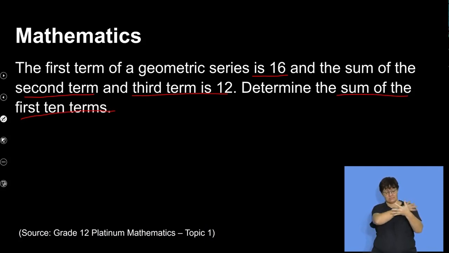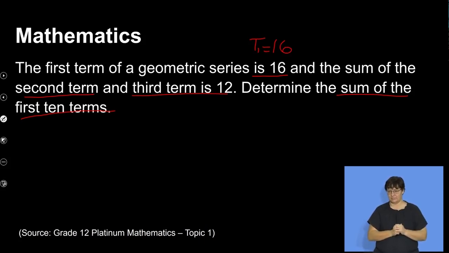So I've been given a few different pieces of information that are going to help me answer this question. The first term of a geometric series is 16. That means that T1 is equal to 16. Then I'm told that the sum of the second and third term, which I can write as T2 plus T3, is equal to 12.